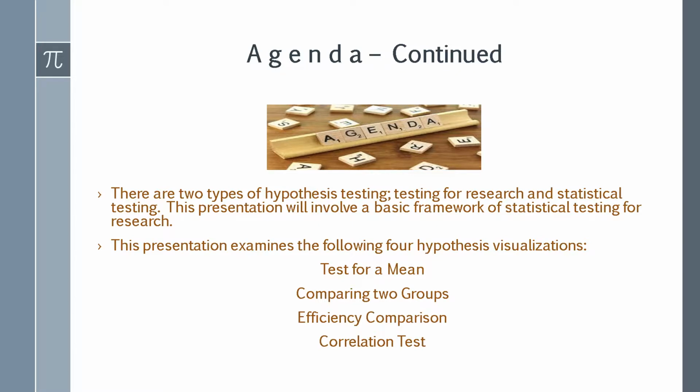There are 2 basic types of hypothesis testing: testing for research and statistical testing. This presentation will involve a basic framework of statistical testing, but for research. In our presentation, we will examine the following 4 hypothesis visualizations. Number 1, we'll test for a single simple mean. 2, comparing 2 groups, which means 2 means. Then an efficiency comparison and a correlation test.